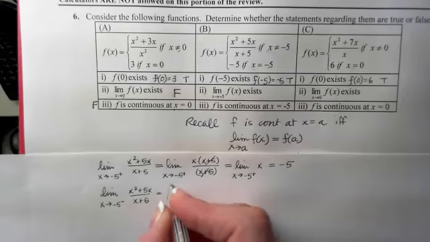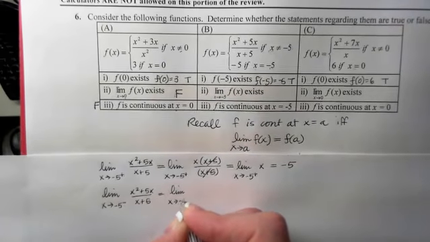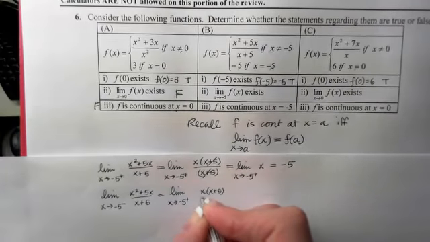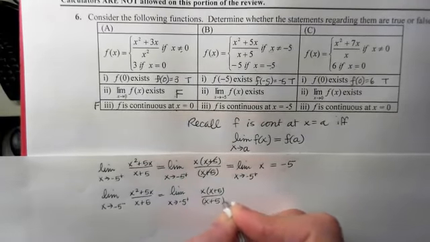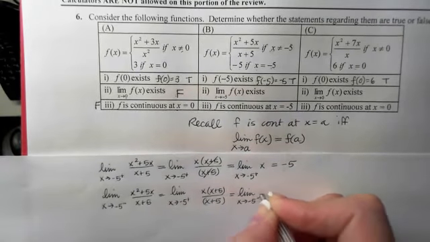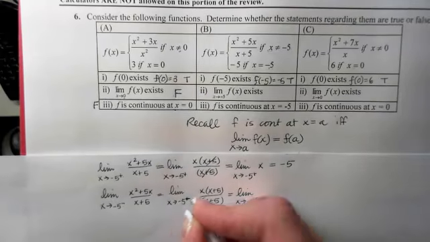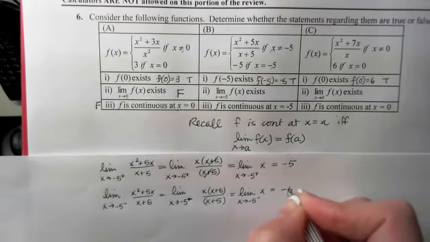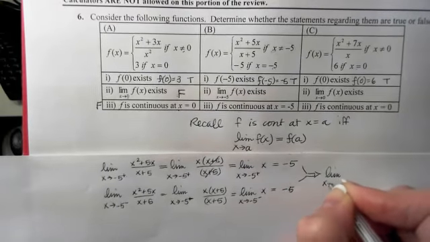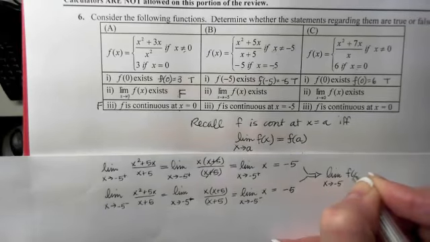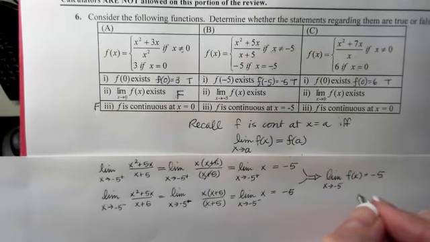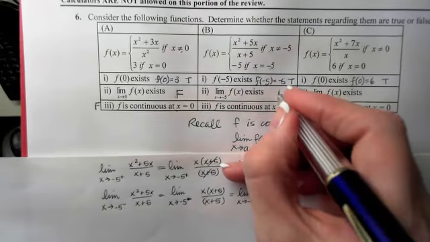If I repeat the process here coming from the left, I'm going to end up with the exact same thing. And that's good news for me because that means I got the same limit coming from the left as I did from the right, which is -5. These two match, so that means the limit as I'm approaching that joint on the function was -5. So item 2 is true.